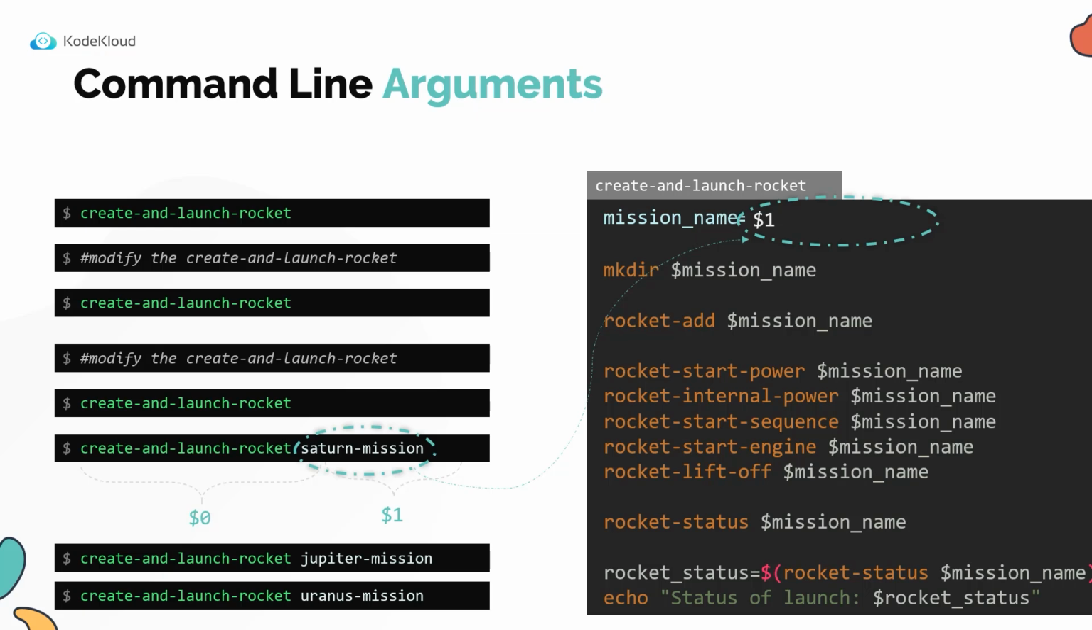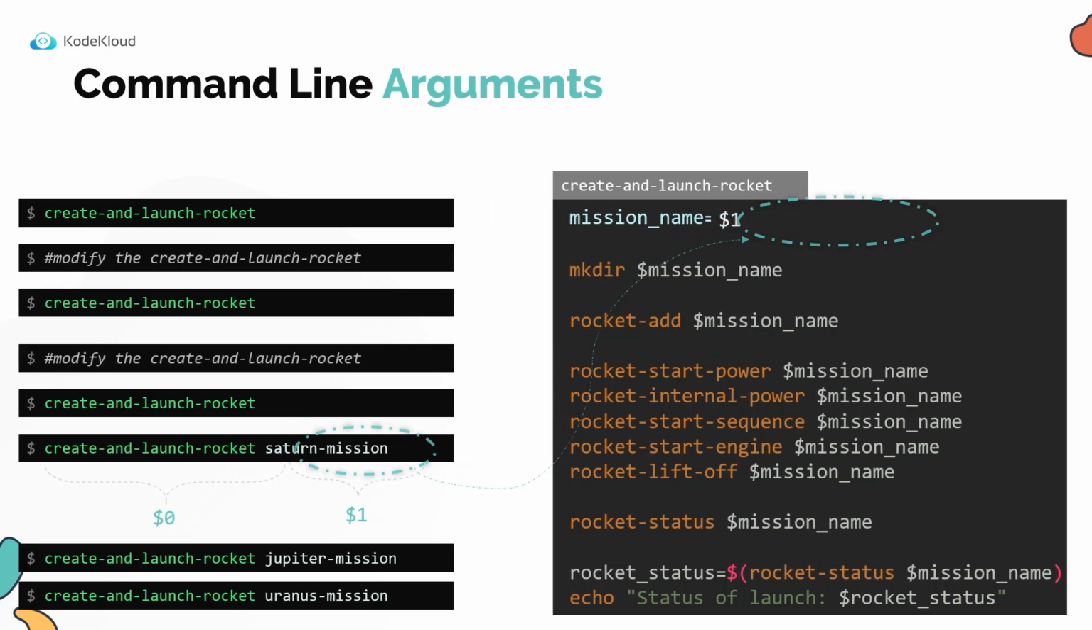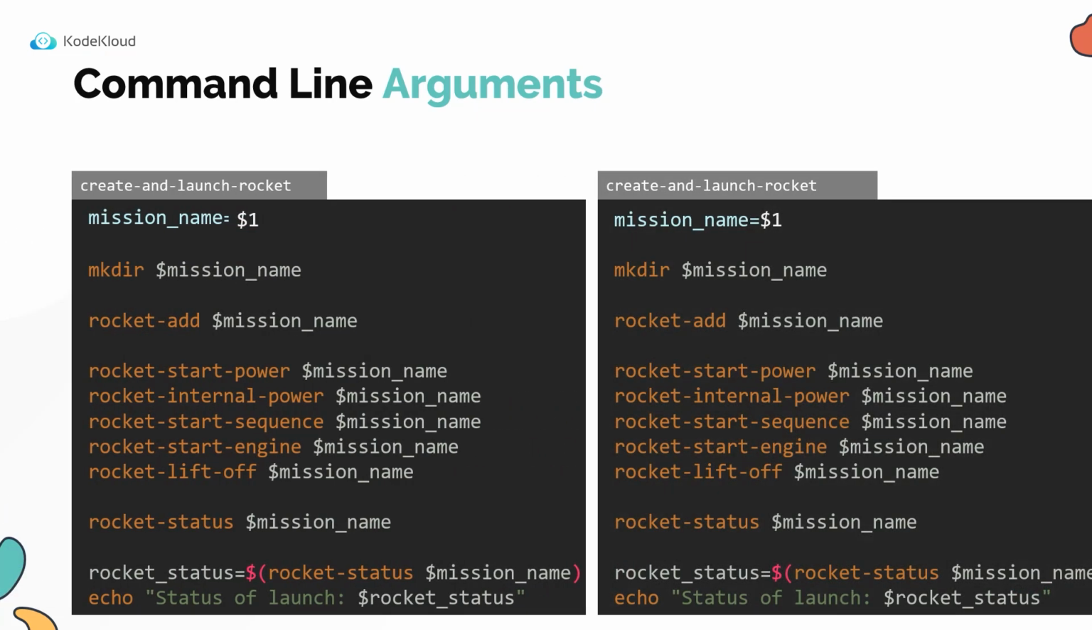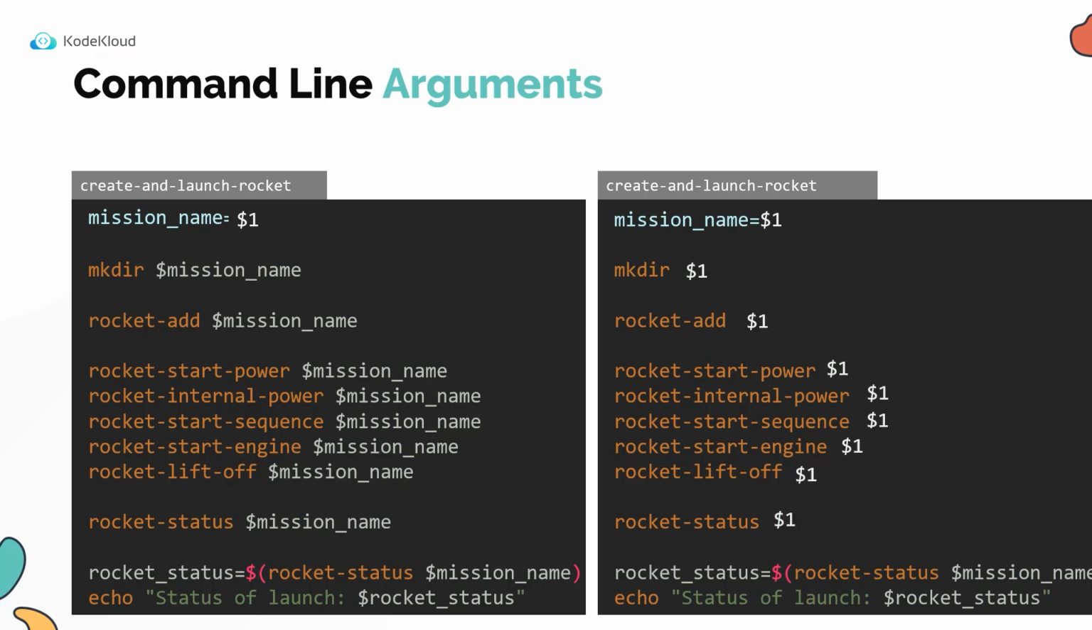So here we are assigning one variable the value from another variable. The variable mission_name gets the value from the variable $1. So there are two variables. Is that really required? No. So here's another version of the same script. You could get rid of the mission_name variable and simply use $1 in all places instead. So we now only have one variable used in our script.